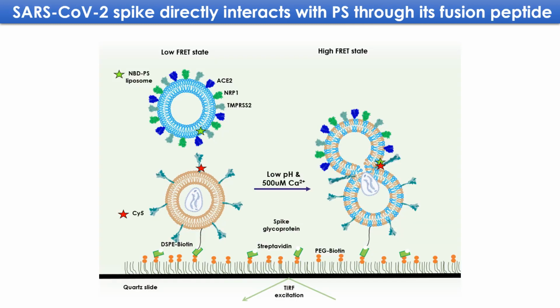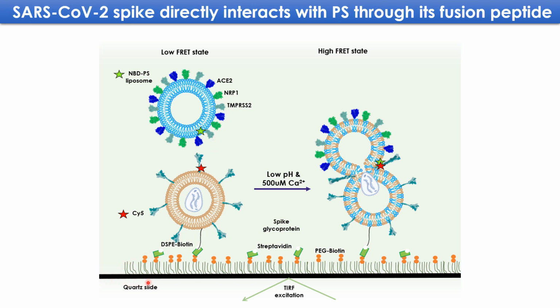Having established the role of phosphatidylserine in fusion, I next decided to jump on to the next question in the project, which was to find out if phosphatidylserine can directly interact with the spike. For that, I developed a single molecule FRET assay or an SM-FRET assay that could report on spike-PS interaction as a function of change of FRET states.